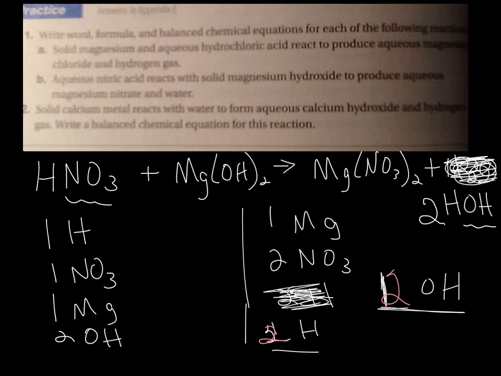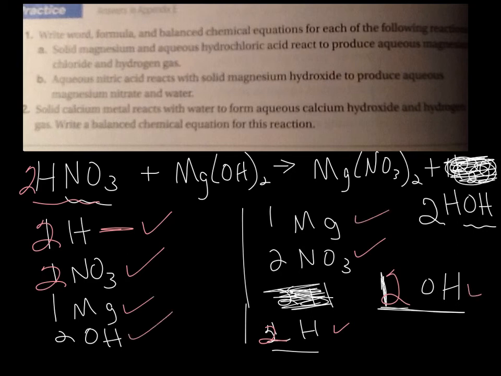Now let's fix it on the reactant side. I fixed my hydroxide, but now I messed up my hydrogen. What if I put a 2 in front of this hydrogen, in front of nitric acid here? That will make 2 hydrogen over here, but it also makes 2 nitrates. So now let's assess what we have. I have 2 hydrogen, 2 hydrogen, 2 nitrates, 1 magnesium, 2 hydroxide, 2 hydroxide.